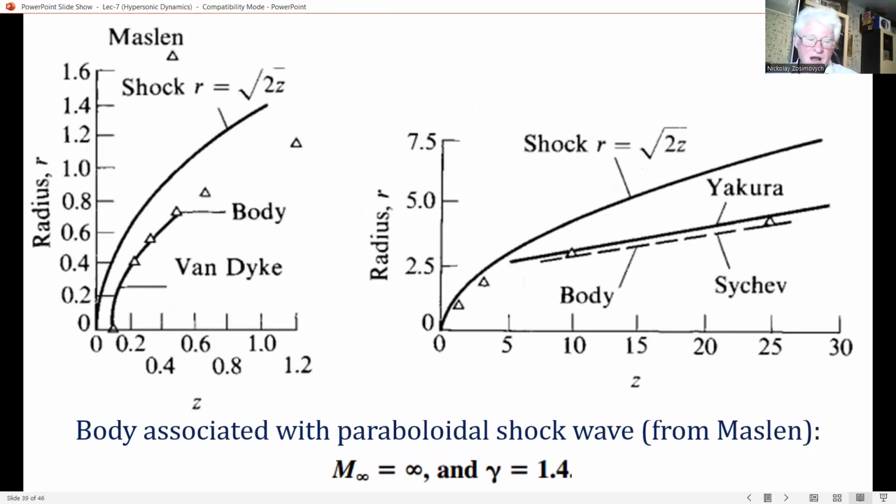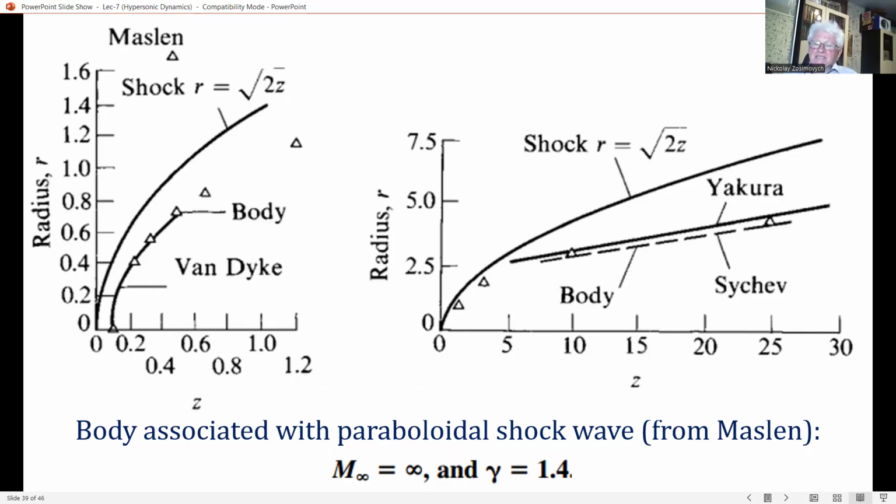Some results calculated by Maslin are shown in these two figures. In this figure, a paraboloidal shock is assumed, and the calculated body shape is shown. Note that Maslin's method is an inverse method, where the shock wave shape is assumed, and the body shape that supports the assumed shock, as well as the flow field between the shock and body, are calculated. Maslin's calculations of the body shape are shown as triangles and are compared with more exact calculations.